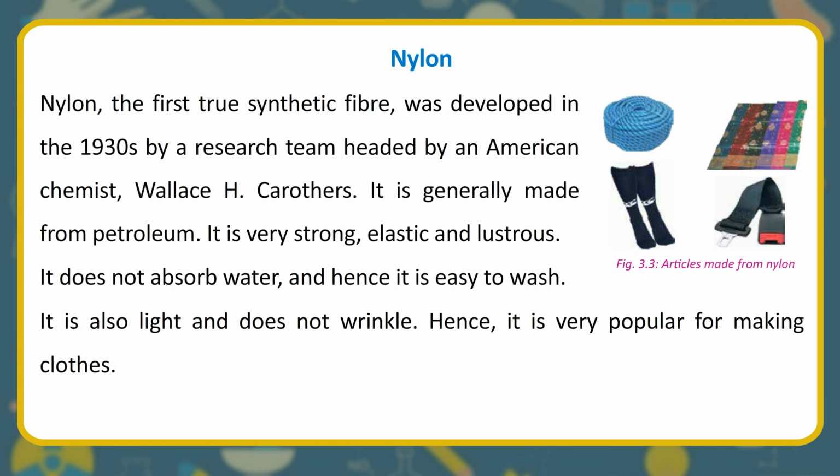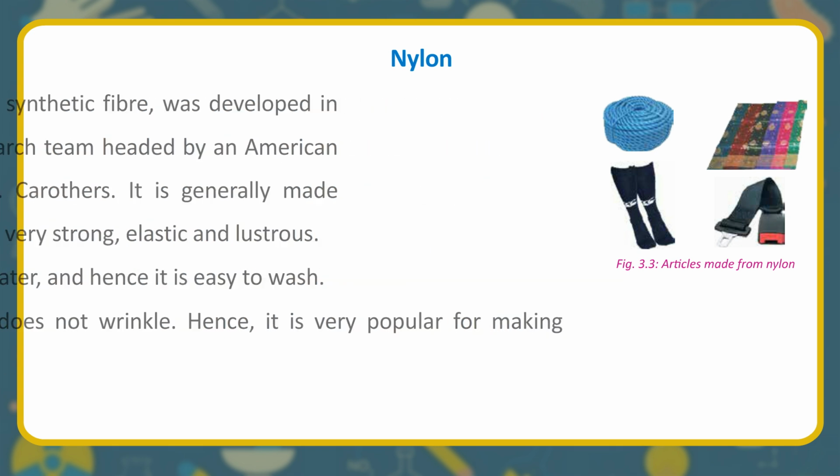Nylon. Nylon, the first true synthetic fiber, was developed in the 1930s by a research team headed by an American chemist, Wallace H. Carothers. It is generally made from petroleum. It is very strong, elastic and lustrous. It does not absorb water, and hence it is easy to wash. It is also light and does not wrinkle. Hence, it is very popular for making clothes.